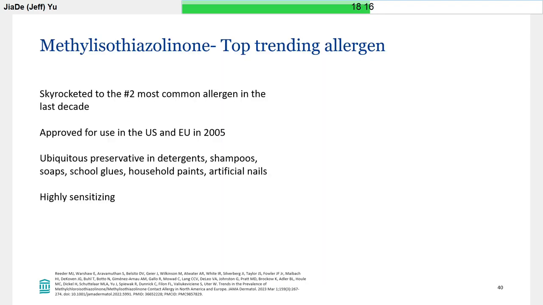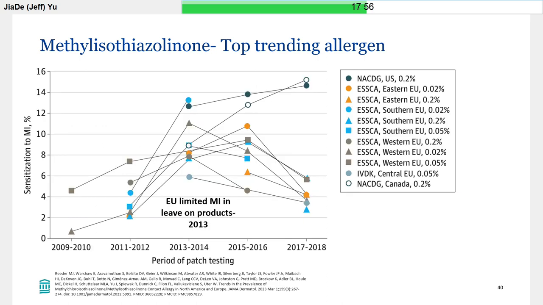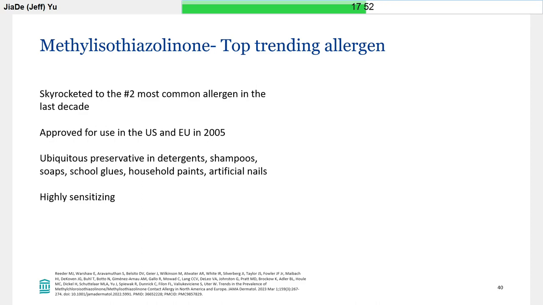Methyl isothiazolinone is a top trending allergen. What this means is that it's one of the most important allergens that we see nowadays. It skyrocketed to the number two most important allergen in the last decade, and I'll show you a graph of this. It was approved for use in the US as well as the European Union in 2005. What that means is prior to that, we weren't using this as a standalone preservative. It's a ubiquitous preservative found in things like shampoos as well as different types of detergents, and is highly, highly sensitizing when it is used on the skin.